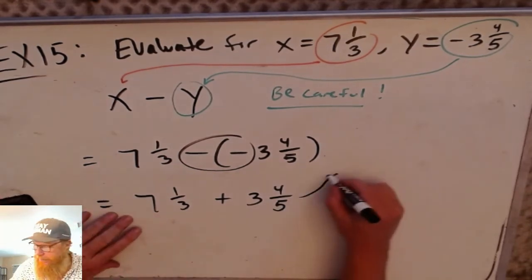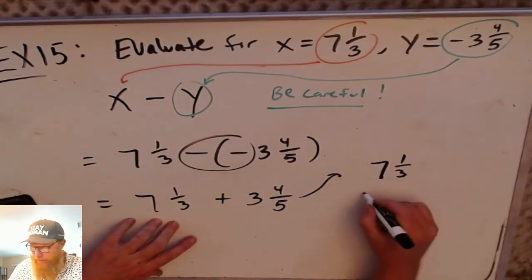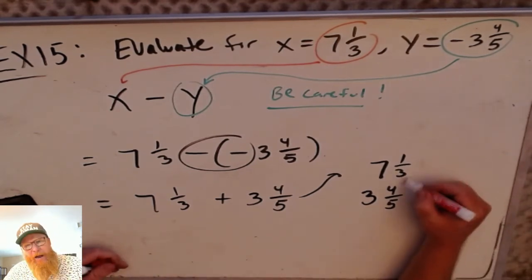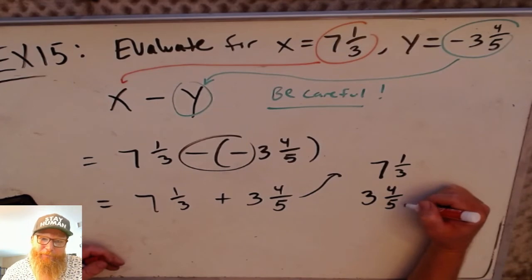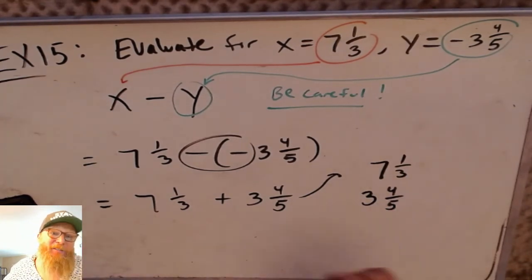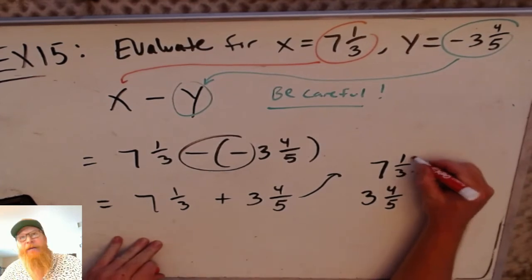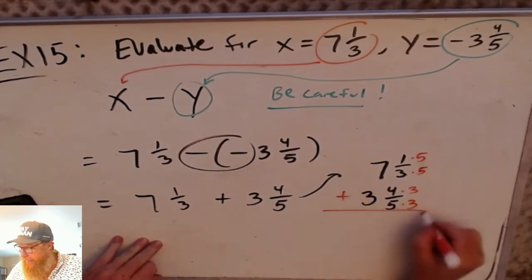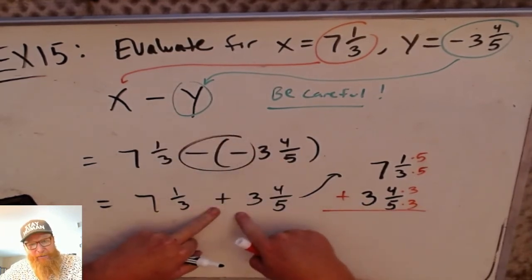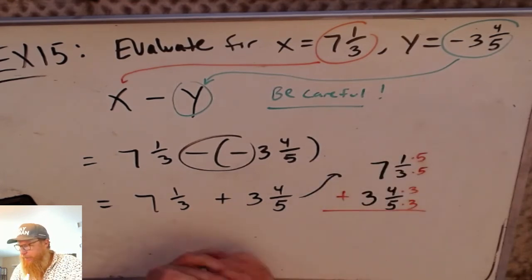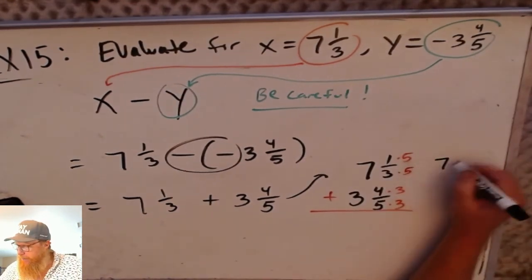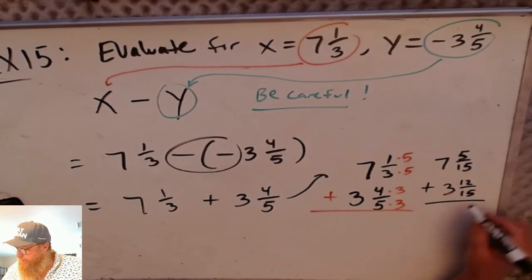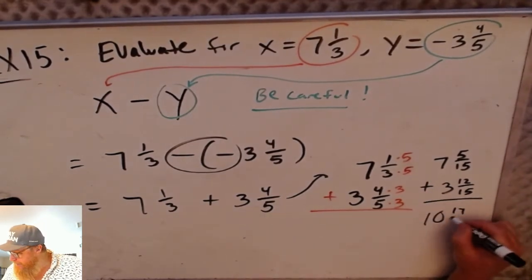You want to try the stack method? Let's do the stack method. 7 1/3, 3 4/5. Again, these are relatively prime. In fact, they're actually prime. If both of the numbers are prime, then they're obviously relatively prime as well. So we're going to multiply this one by 5, multiply that one by 3. And remember, we're adding now. It was originally a subtraction problem, but it translated into addition. So you're going to get 7 5/15 plus 3 12/15. So you're going to get 10 17/15.